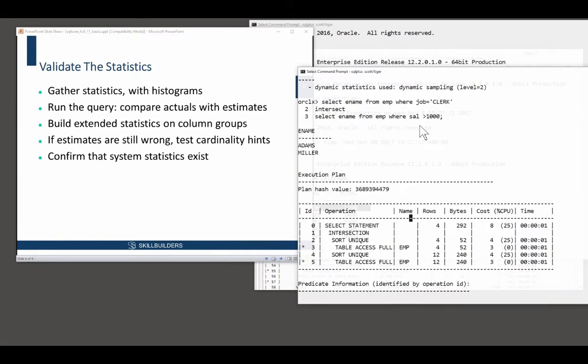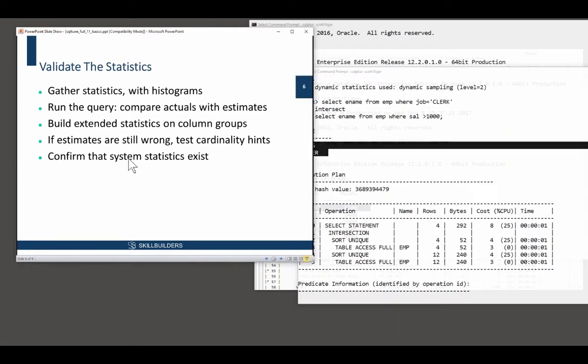What it is, by the way, we're looking for clerks with a high salary. But we know that the clerical staff are normally quite low paid, so you don't get many of them with a salary above 1,000. Oracle doesn't know that clerks are quite low paid. All it knows is that we have 4 clerks and we have 12 people with salary above 1,000. So it's multiplied those selectivities together and worked out there's probably about 4 in total. Well, there aren't, there are only 2. So column group statistics would help.